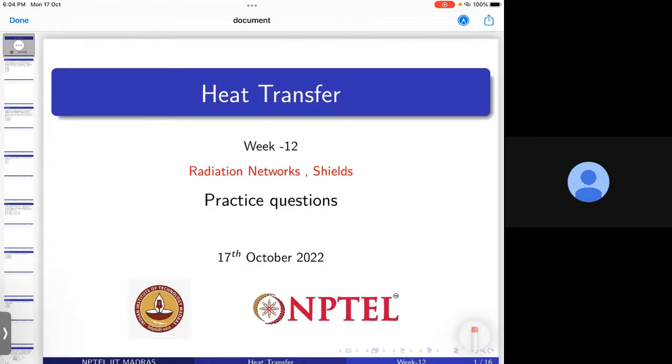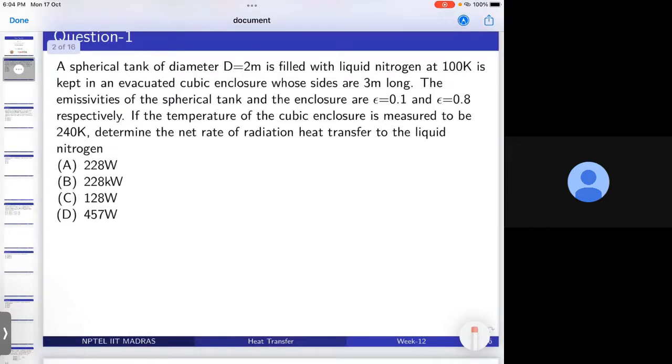So let's get started with the first question. We have a spherical tank of diameter 2 meter, filled with liquid nitrogen at 100 Kelvin, kept in an evacuated cubic enclosure whose sides are 3 meter long. The emissivities of the spherical tank and the enclosure are 0.1 and 0.8 respectively. If the temperature of the cubic enclosure is measured to be 240 Kelvin, determine the net rate of radiative heat transfer to the liquid nitrogen.